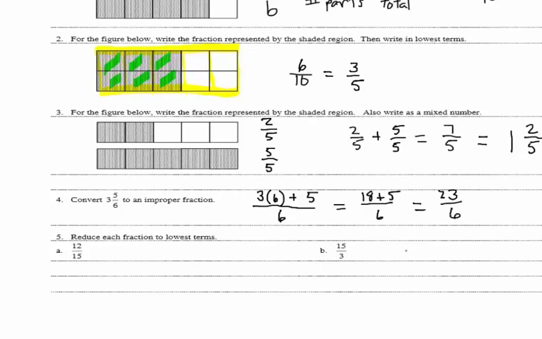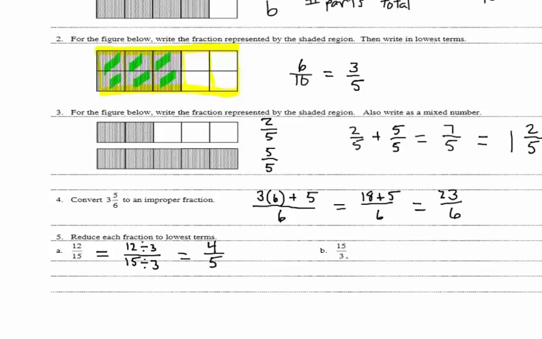6. In 5, they want us to reduce each fraction to its lowest terms. In A, we have 12 divided by 15, and both 12 and 15 are divisible by 3, so I could write this as 12 divided by 3 over 15 divided by 3. And 12 divided by 3 is equal to 4. And 15 divided by 3 is equal to 5. So 12 over 15 reduces to 4 over 5.